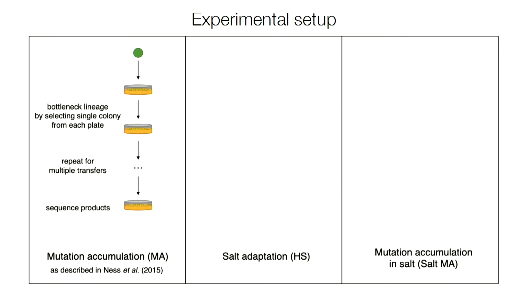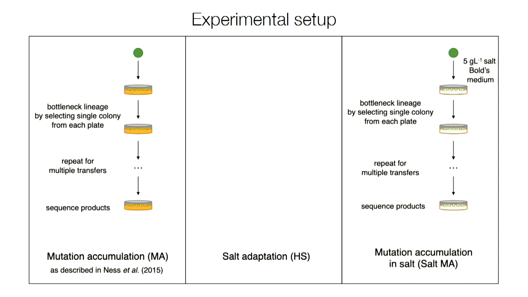So this mutation accumulation experiment was actually done and published by my advisor in 2015. This data has been around for a while, but what we're adding to the study is another mutation accumulation experiment, this time in a fixed high salt concentration. Specifically, all the media are supplemented with 5 grams per liter salt, which, if you remember, inhibits the growth rate by up to 50%.